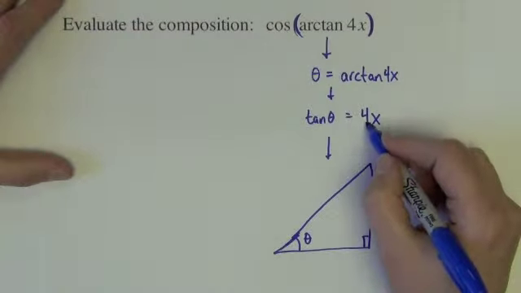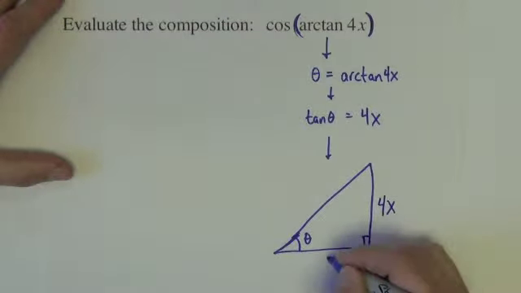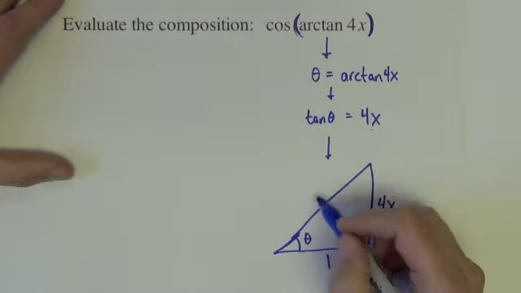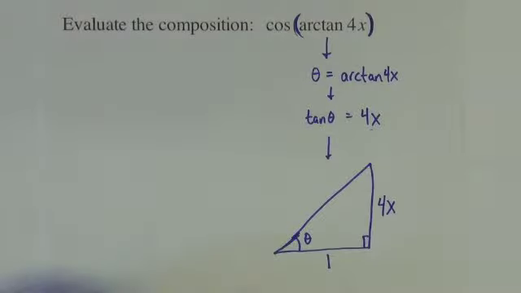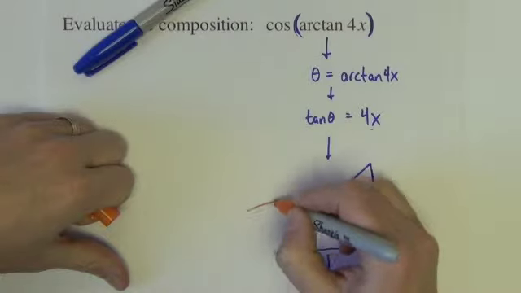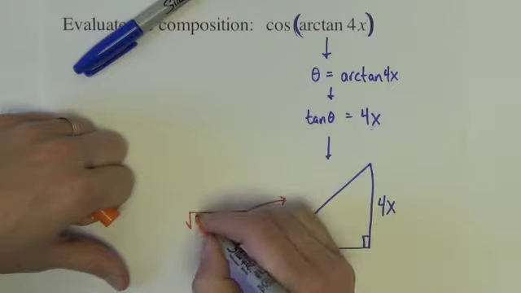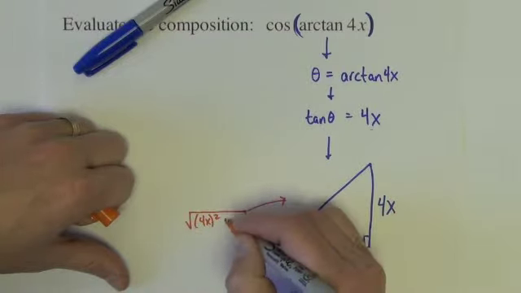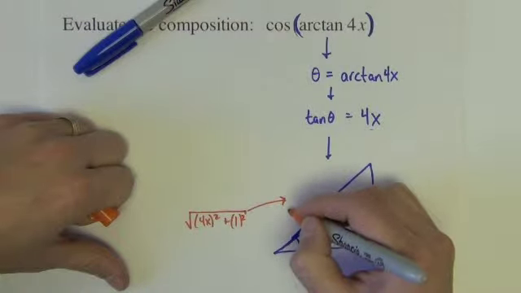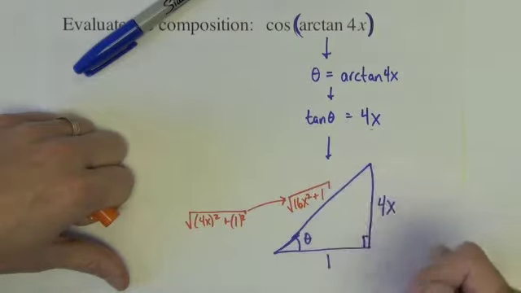Okay, tangent is the opposite side divided by the adjacent side. So the opposite is 4x. The adjacent is 1, as we can consider this 4x over 1. And now we need to use Pythagorean's theorem to find the third side. Pythagorean's theorem here would be square root of 4x squared plus 1 squared, which gives us 16x squared plus 1.